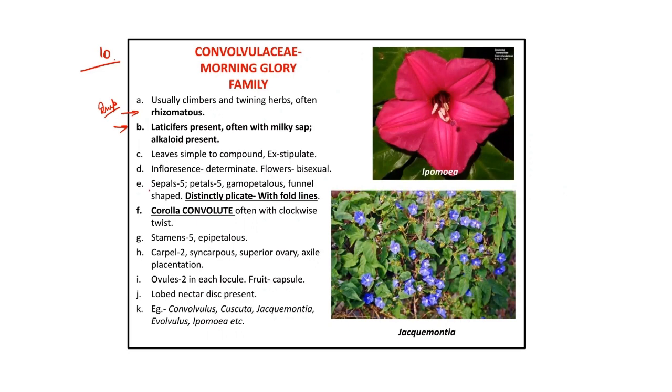Then we talk about sepals are five, petals are five, they are gamopetalous, and they are funnel shaped, and they are distinctly plicate with many folds, and corolla is convolute. Okay, so convolute, and this is an important feature that you should be knowing. And this family is important. Just revise this family. Convolvulus and Cuscuta are the representatives of this family.